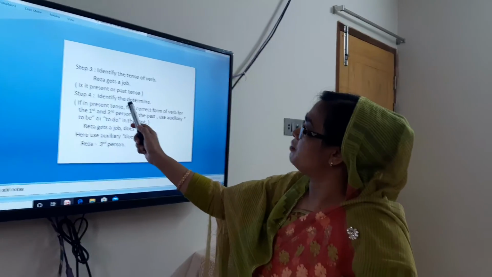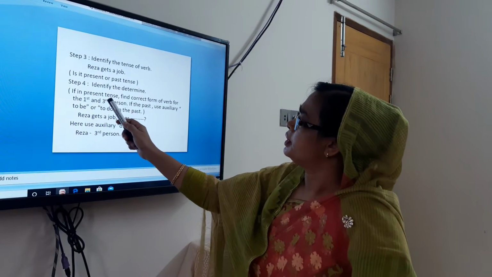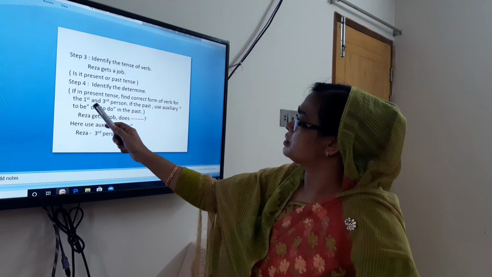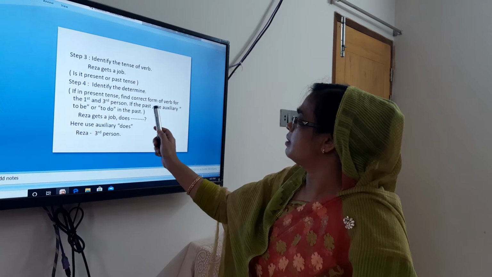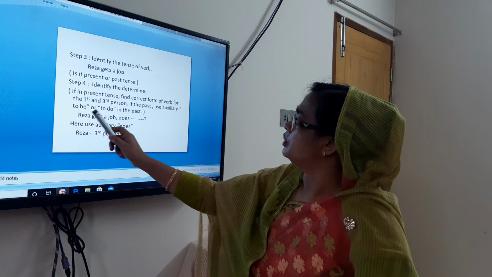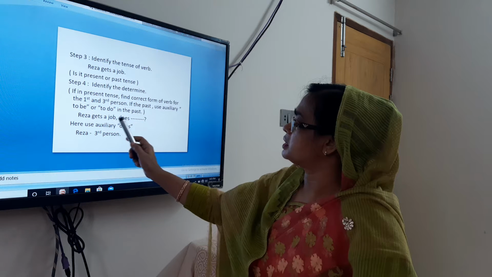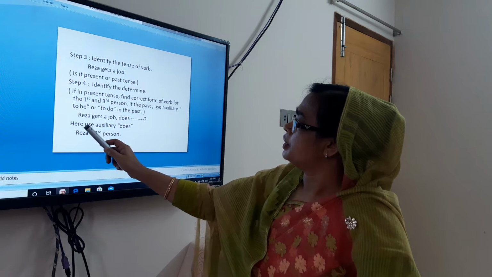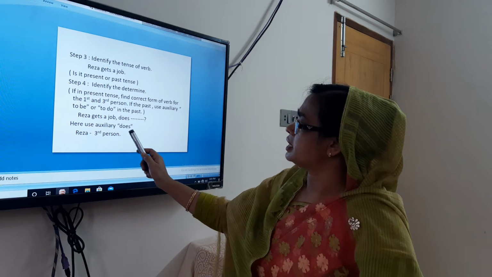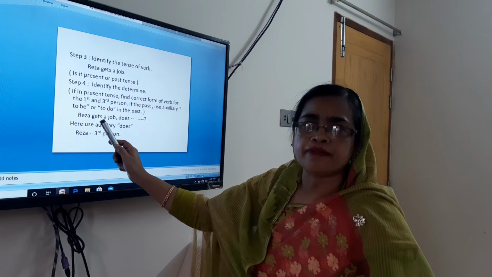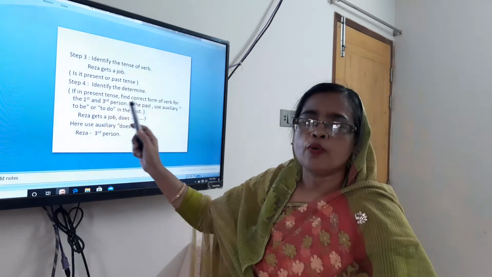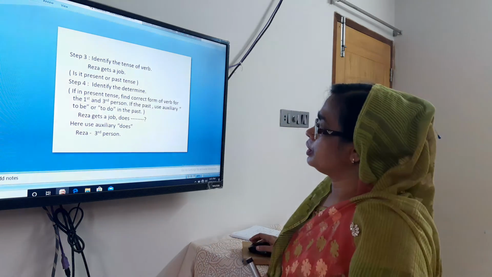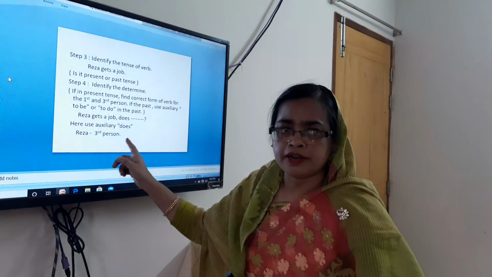Step 4, identify the determinant. If in present tense, find the correct form of verb from first person and third person. If the first person, use auxiliary to be or to do in the past. Reza got a job, does. Use auxiliary does because there is no auxiliary verb here. This is the main verb. When we find the main verb, we use the to do verb. Now here Reza is third person.